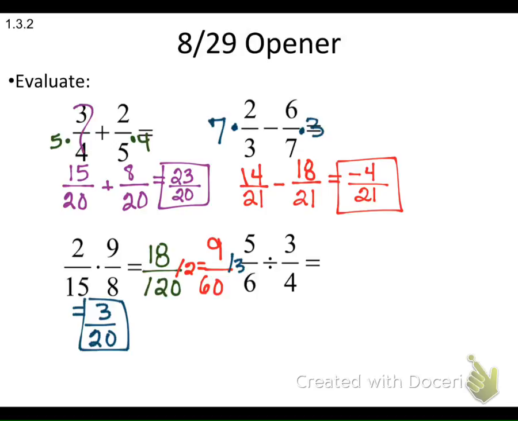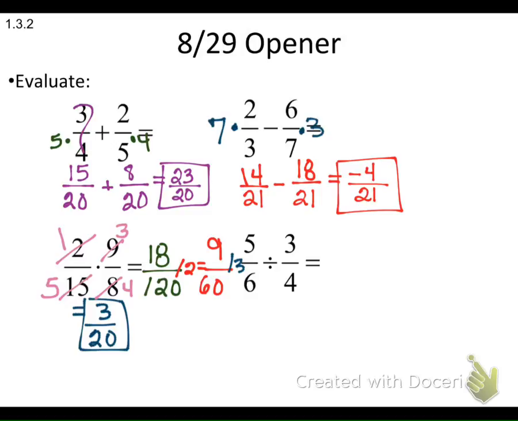Can I simplify the 2 and the 15? No. What about the 2 and the 8? Yeah, what are 2 and 8 both divisible by? 2. So what's 2 divided by 2? 1. What's 8 divided by 2? 4. Now, I go to my next numerator, 9. Can I simplify 9 and 4? No. But can I simplify 9 and 15? Yeah, what are they both divisible by? 3. So what's 9 divided by 3? 3. What's 15 divided by 3? 5.